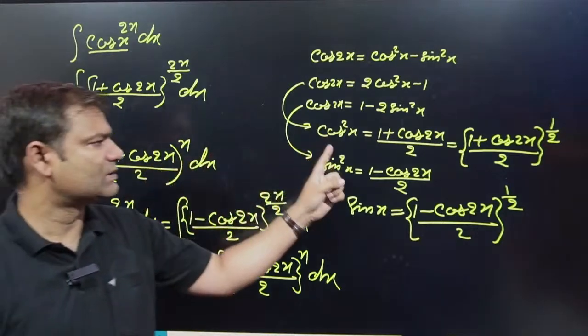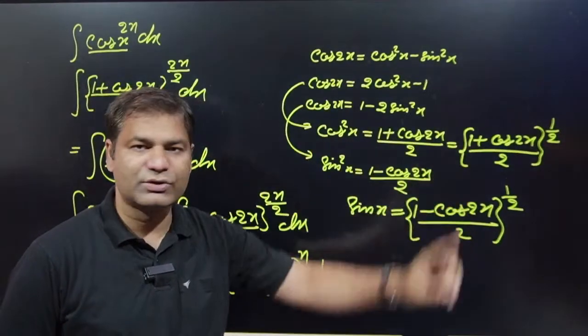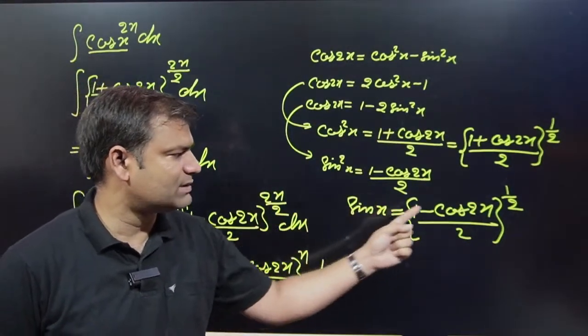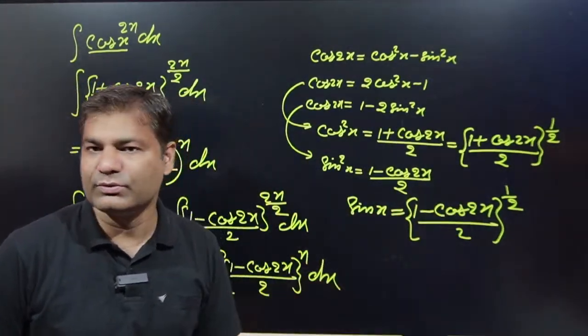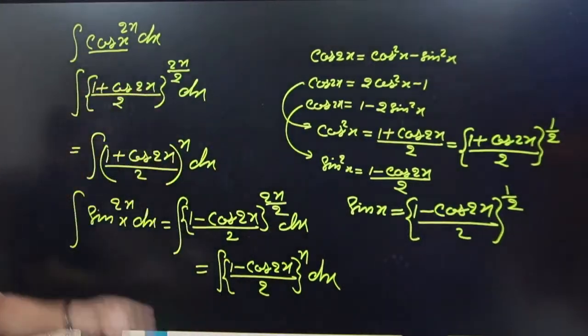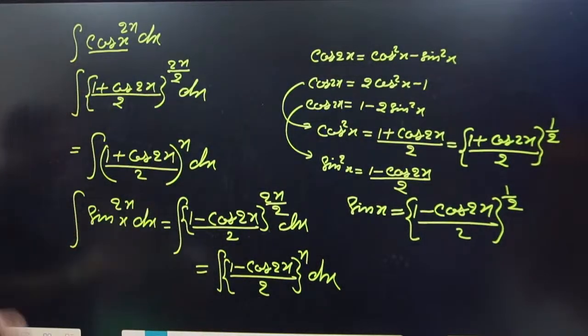Simply, cos x is replaced by 1 plus cos 2x by 2 to whole power 1 by 2, and sin x is replaced by 1 minus cos 2x by 2 to whole power 1 by 2 if the power is even. If the power is even. Okay? I hope that is clear. Now, I will focus on another type of problem.